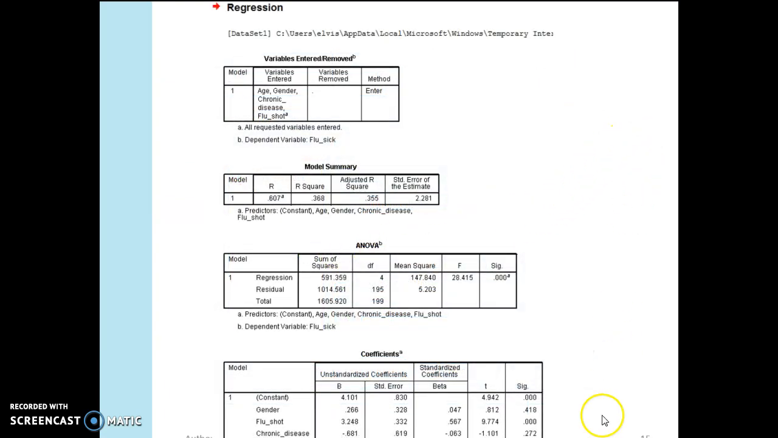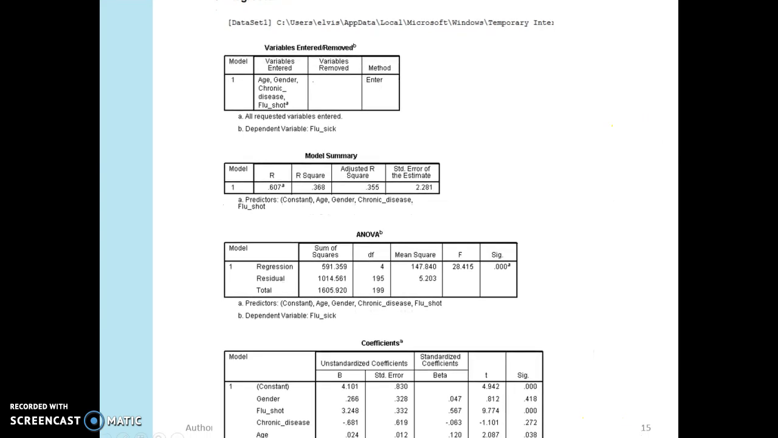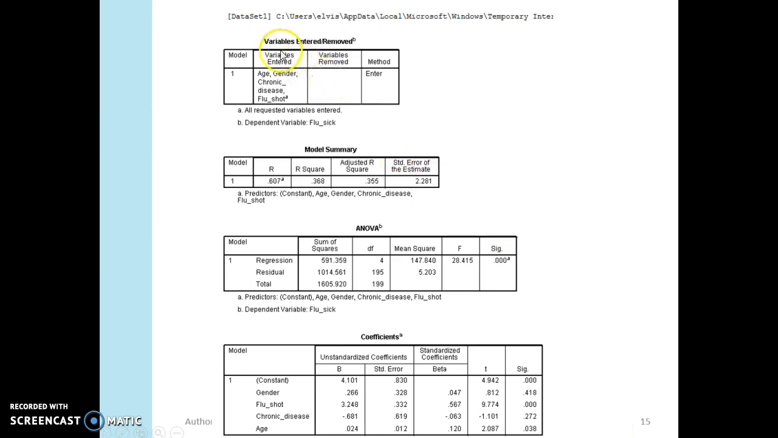Okay, we get the same field that we had before. We get the variables, which are age, gender, chronic disease, and flu shot. Those are the 4 variables. Now, the model summary. R, again, that's a middle of the field correlation with 36.8% of the dependent variable accounted for by the independent variables. And here's an adjusted R square, which means we got fined a little bit for not having enough pieces of data. Standard error, there it is.